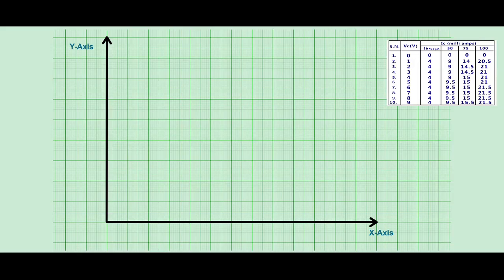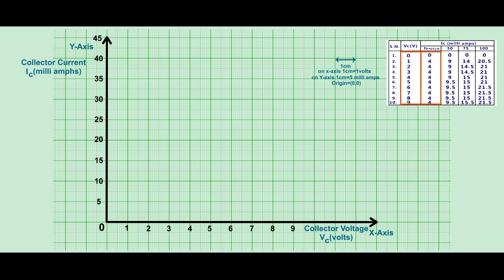Calculation of output resistance. To calculate the output resistance, we plot a graph between collector voltage VC and collector current IC using the values from the observation table. Consider the collector voltage on the x-axis and collector current on the y-axis, and the scale on the x-axis is 1 cm equal to 1 volt and on the y-axis 1 cm equal to 5 milliamperes. Now, we plot the points on the graph.